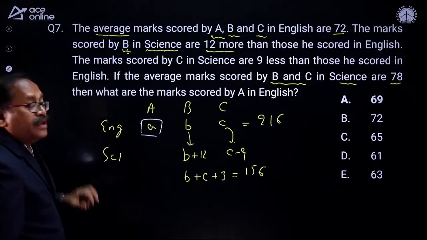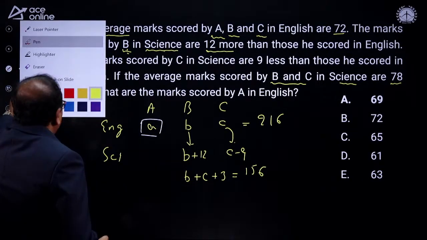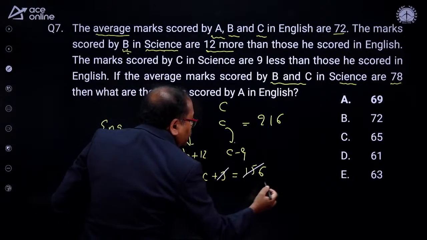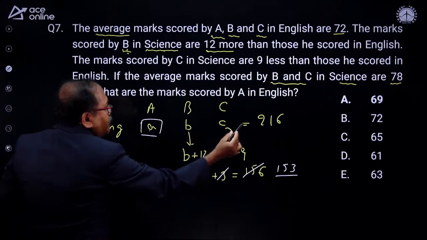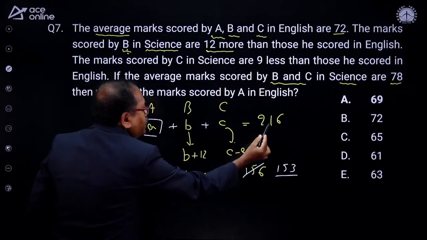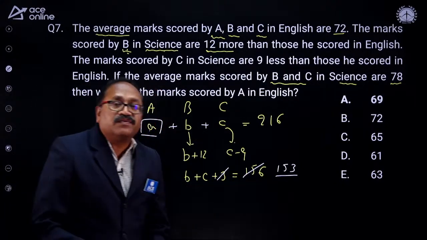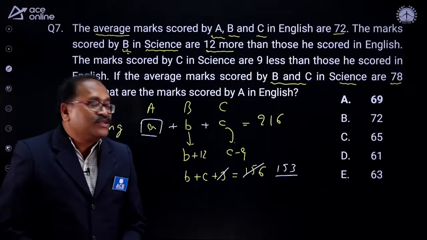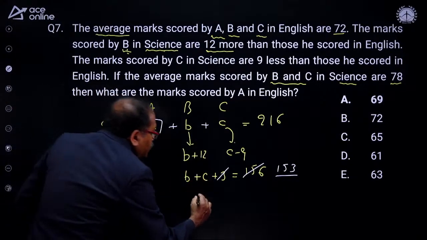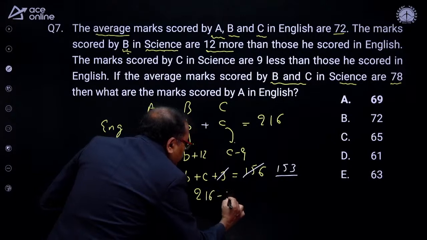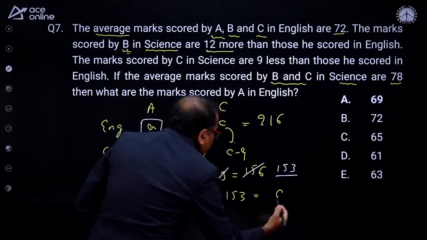Time is up. Now I will answer the question here. So I know what will be B plus C. जब 3 इधर आ जाता है तो that is 153 हो गया. I know that A plus B plus C is 216, and we know B plus C is 153. So हमें A निकालना है. So what will be the A value? The A value will be 216 minus 153.